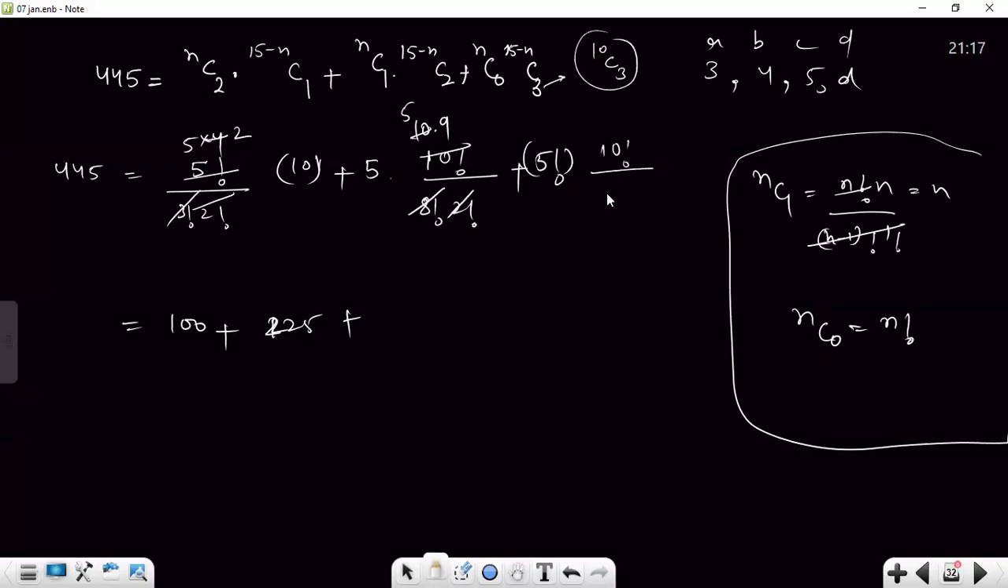10C3 is 10 factorial upon 7 factorial into 3 factorial. Let's cancel this with 10 into 9 into 8. 3 factorial cancels with this, it is 6 basically. So 3 2s are 6, 3 3s are 9. 2 cancels this with 5. 15 into 8 is 120.